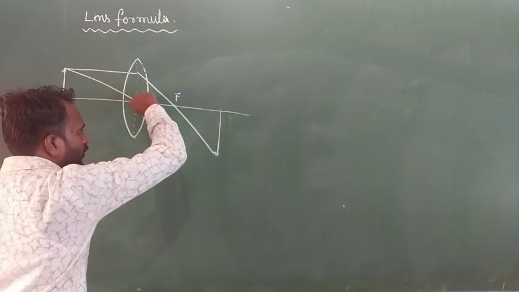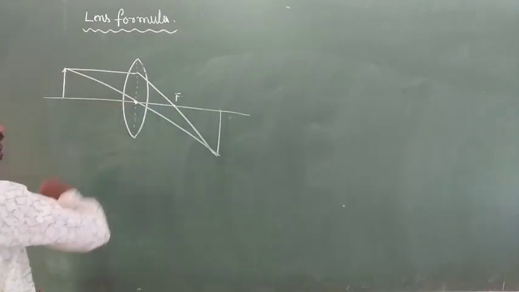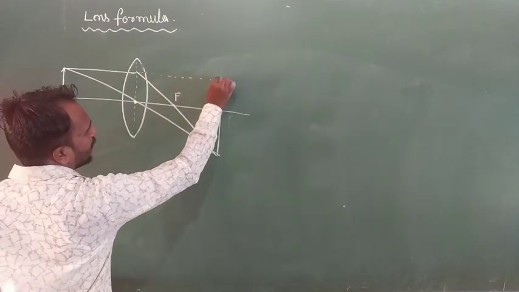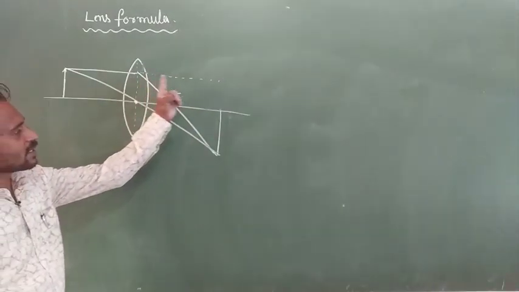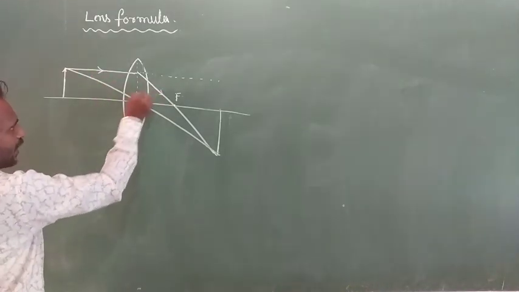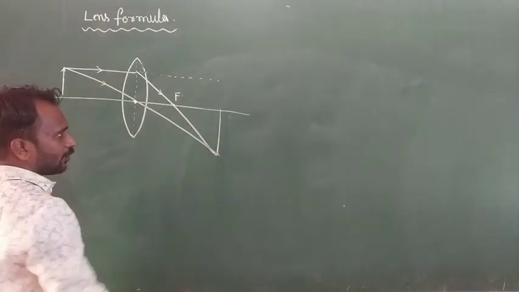Here this is the normal ray. This ray passes through the optic center. Suppose this is the extended incident ray. So this is the incident ray and the refracted ray, and this is the normal, and this is the object, and here we get the image.